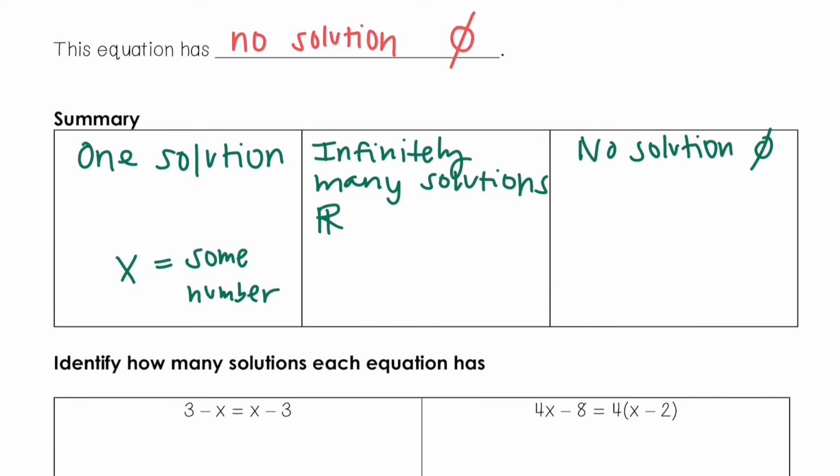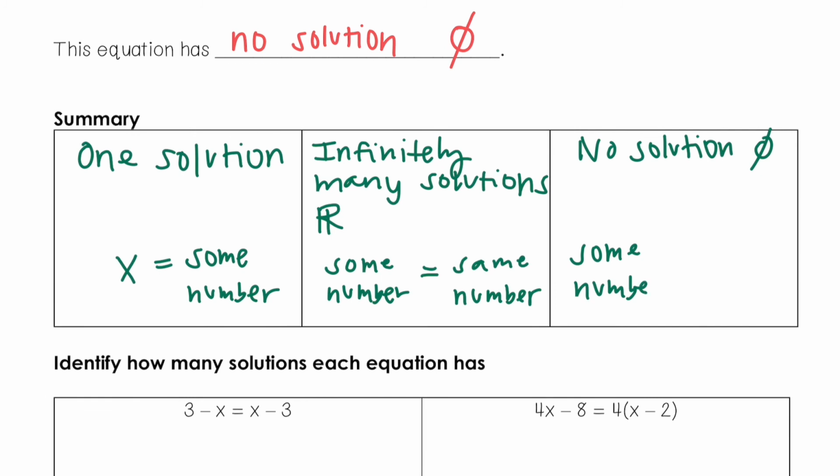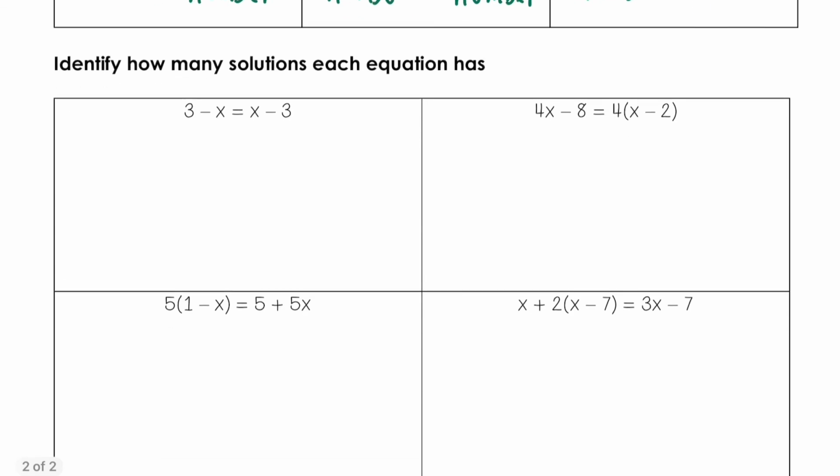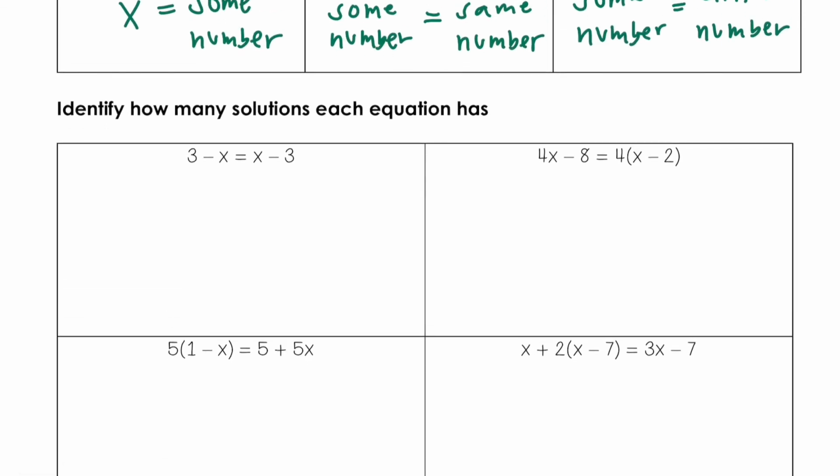Another possibility is you can get infinitely many solutions. When you simplify your equation, that's going to end up looking like some number is equal to that same number, so the left side is equal to the right side. The last possibility is if we have no solution. When you simplify, you're going to end up getting some number is equal to a different number, which is not true. Like earlier, we had negative 5 is equal to 8, right? Those are not the same numbers. So we're going to use that information to figure out how many solutions each of the following equations has. You can pause the video, and then when you're ready, check your answers.